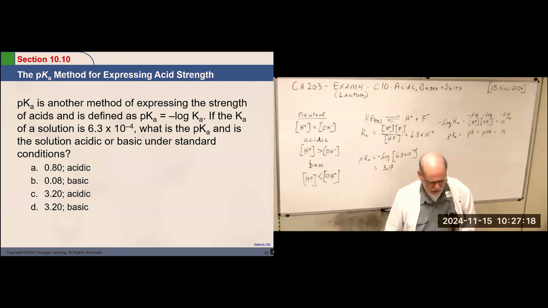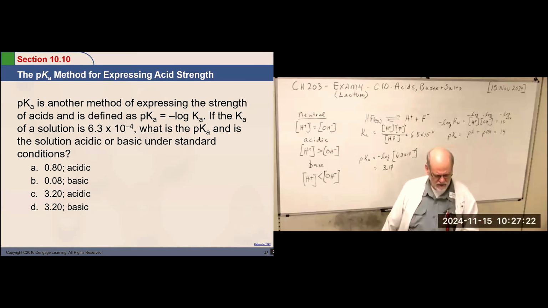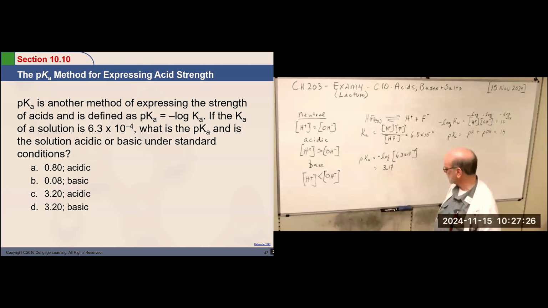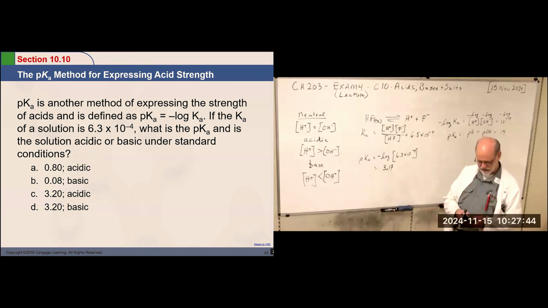All right. pKa is another method of expressing the strength of acids. And there's the definition. If the Ka of a solution is 6.3 times 10 to the minus 4, what's the pKa? All right, so the pKa would simply be the log of 6.3 times 10 to the minus 4, change the sign. So that would be 3.20.